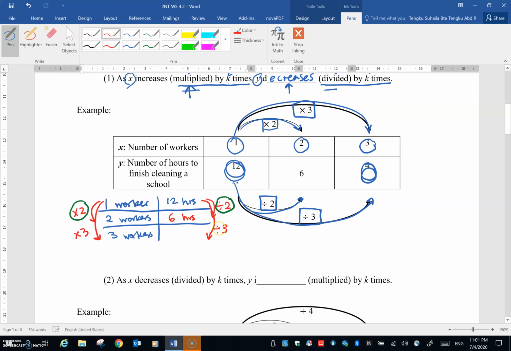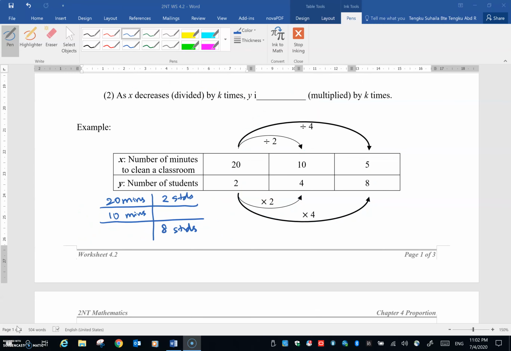Opposite, guys. Opposite, okay? So, you can see here, one is times 3. The other side is also 3, but divided by 3. Inverse. Opposite of divide. Opposite of time. So, we have divide. So, we will have over here, 12 divided by 3 will be 4 hours. Okay? Let's try the next example.